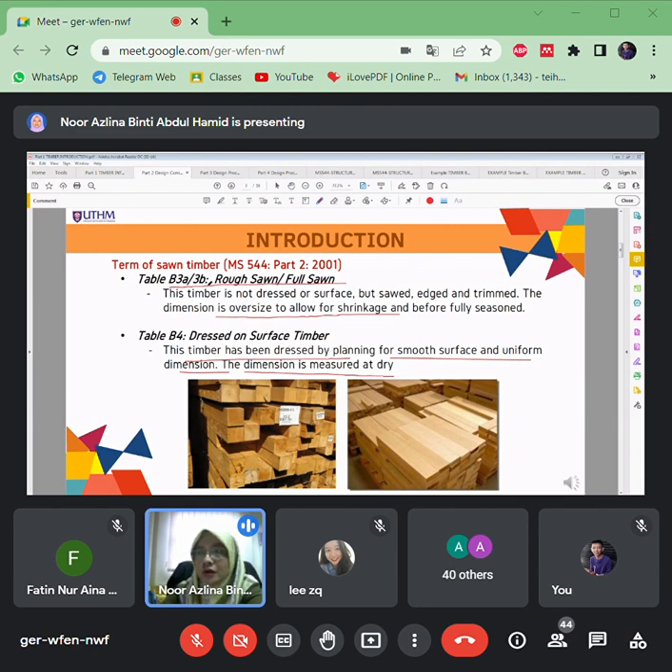For all of this sawn timber, whether it has a smooth or not smooth surface can be referred to in table B3A or B3B and table B4. So you need to refer to these tables. You have to be careful. Some timber is according to rough sawn, some according to dressed timber. Also some timber is according to a moisture content of more than 19%, which is wet timber, and some according to dry timber, which has moisture content less than 19%.